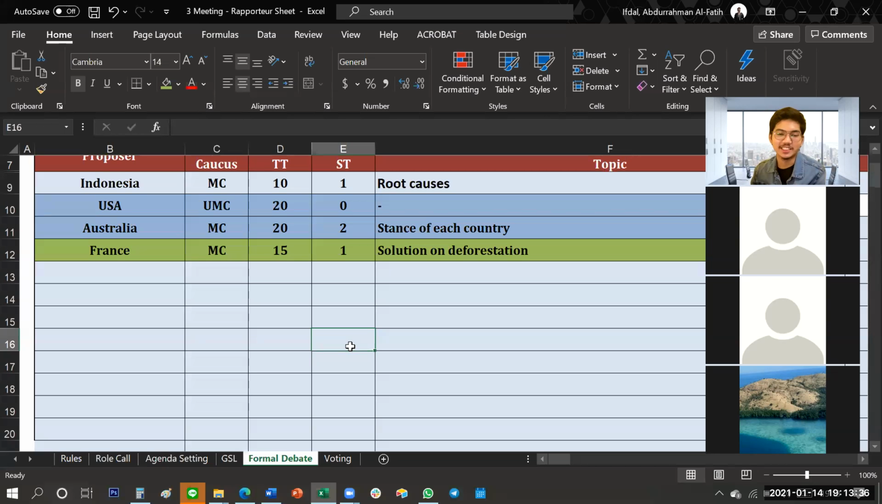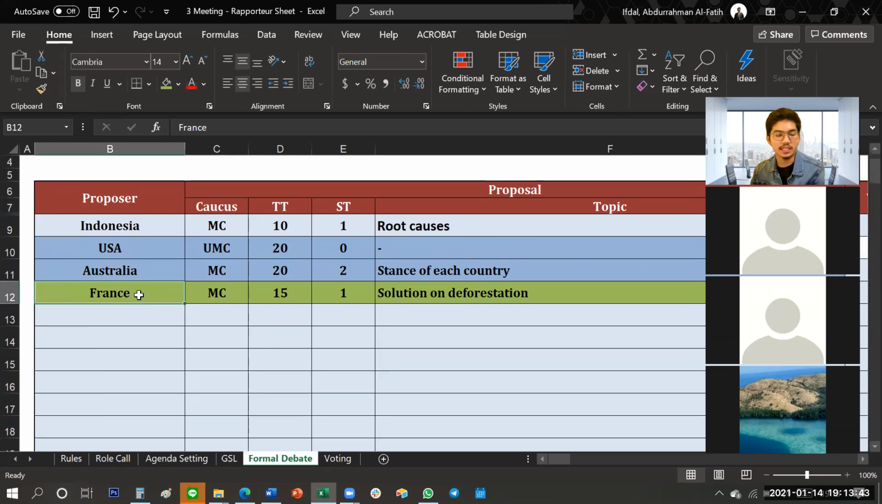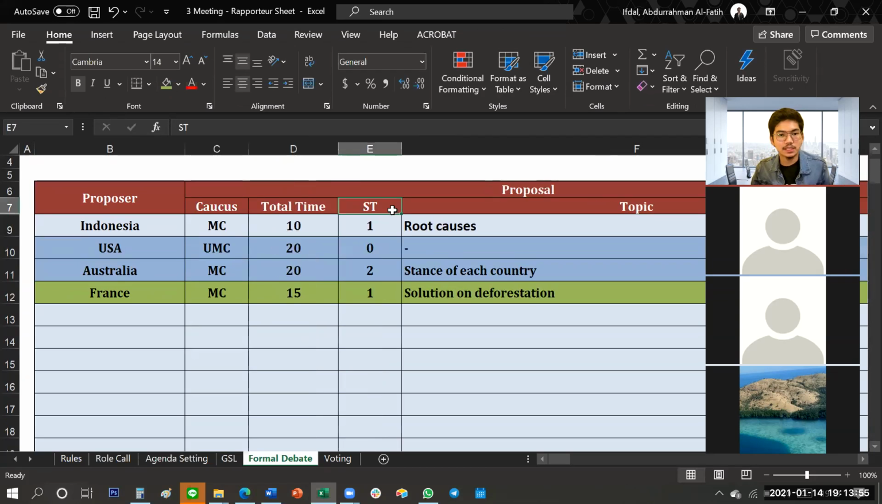Thank you, Octavina. It's perfect. Yes, you have to say it exactly like Octavina. So France, this is the country, and then the caucus. Do you want to propose a moderated or unmoderated caucus? And then this is the total time. Perhaps I will change it to total time. And then ST means speaking time, so this is for each delegate.